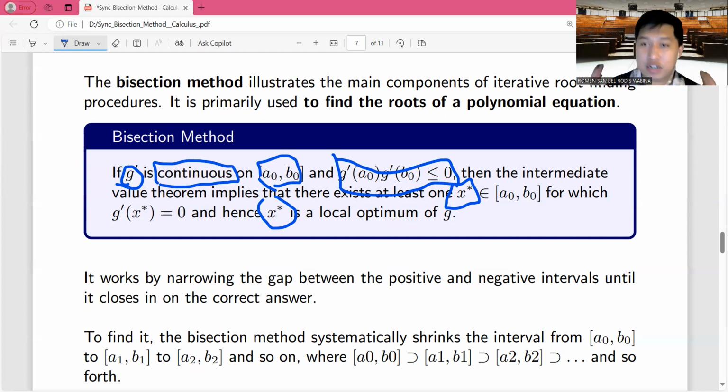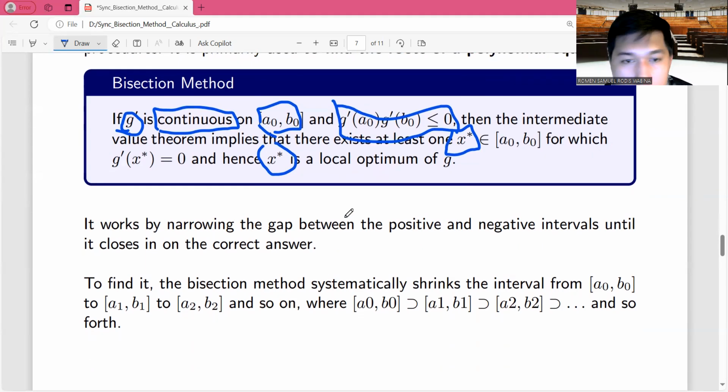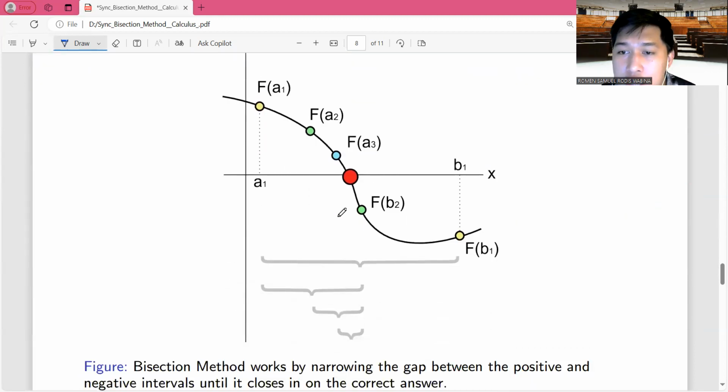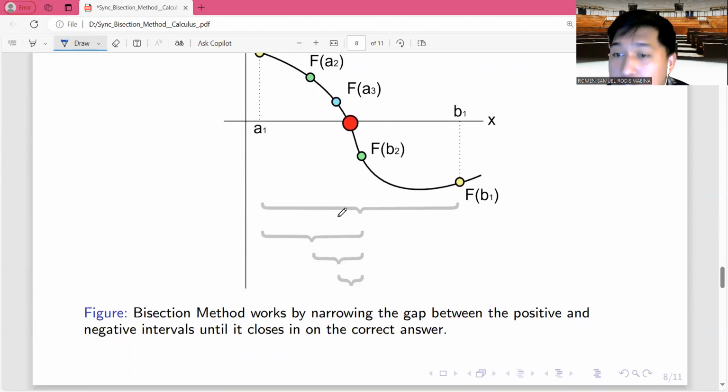So this is the crux of the bisection method. We are looking for a point where the derivative of the function is 0, indicating a local optimum of g, which in the context of the bisection method is the root we are seeking. To make it more understandable, suppose we have a polynomial function that is continuous and thus differentiable. The process is a model of simplicity.